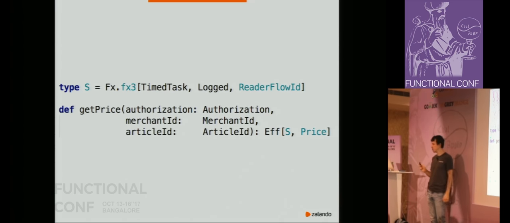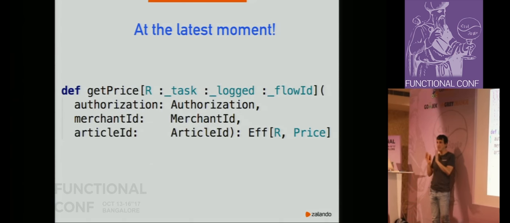So what you want to do instead is to use a different style of declaration and to leave things a lot more open. This declaration just says, I'm using a stack of effects R, and I just know that this stack contains at least Task, Logged, and Flow ID.